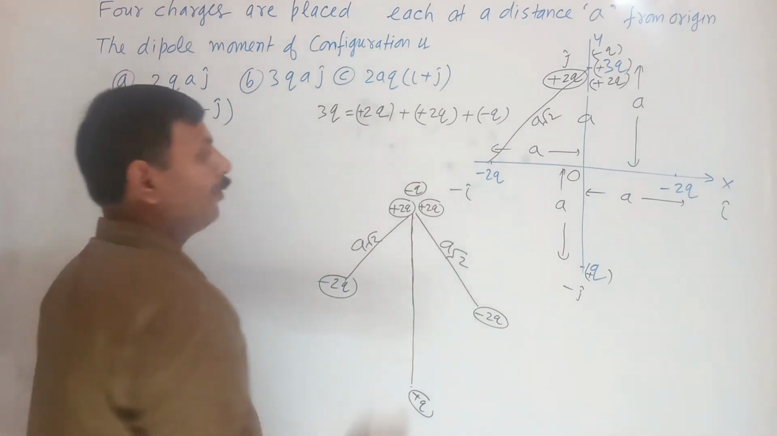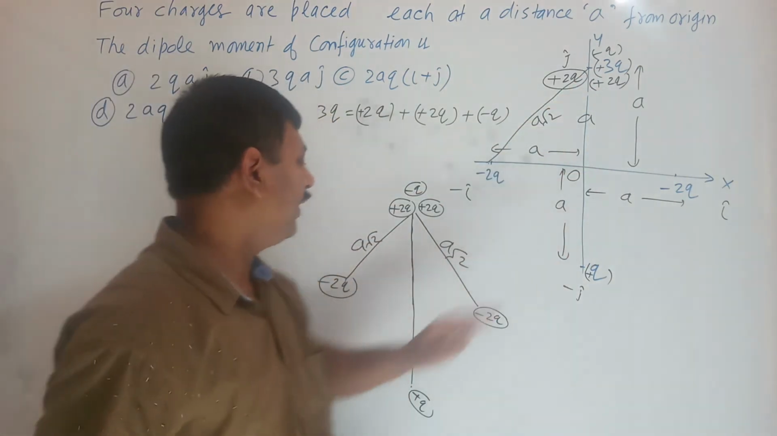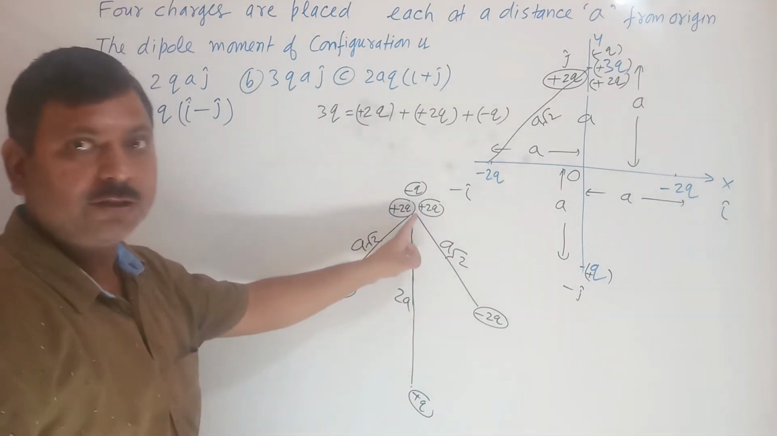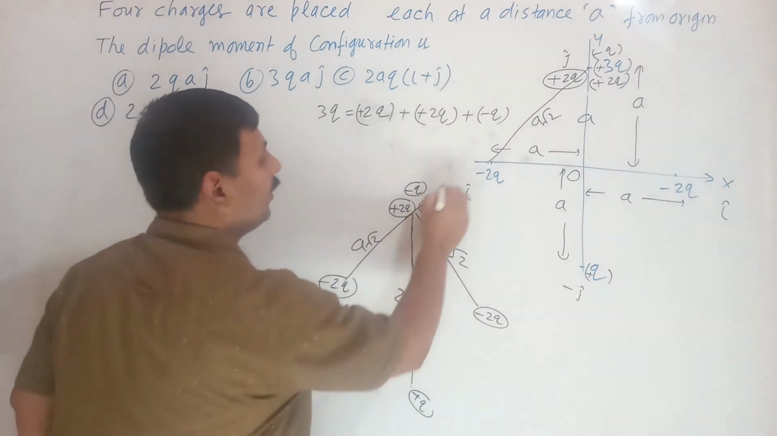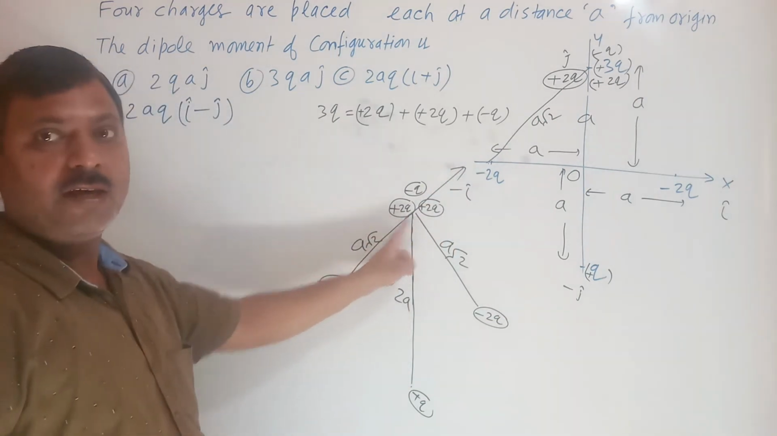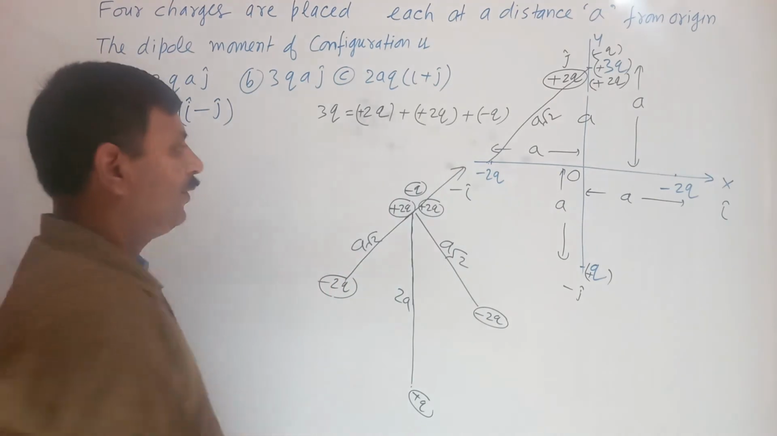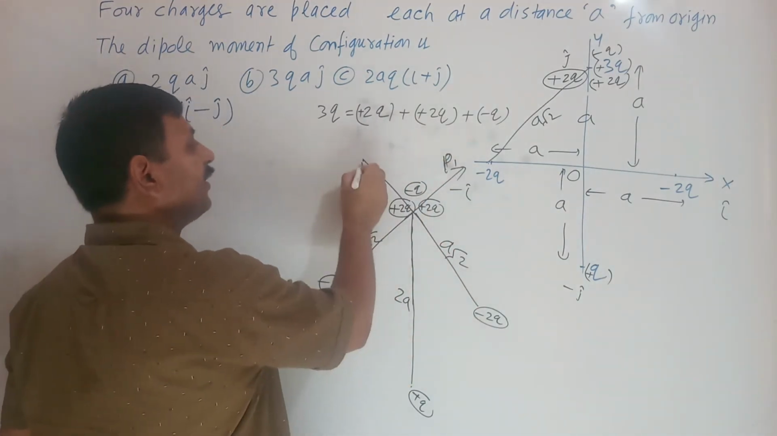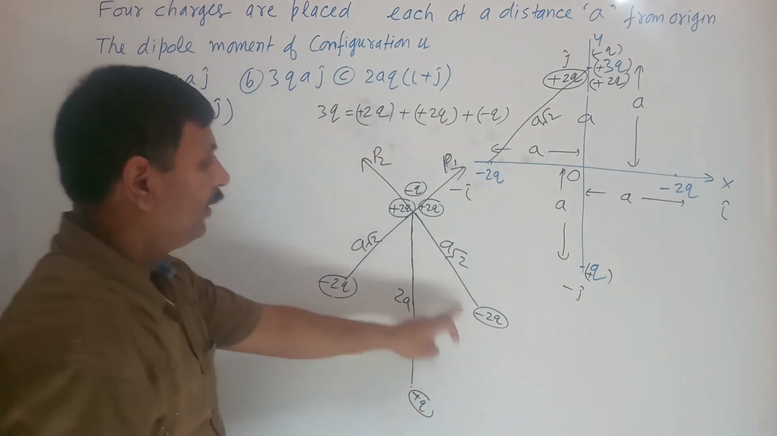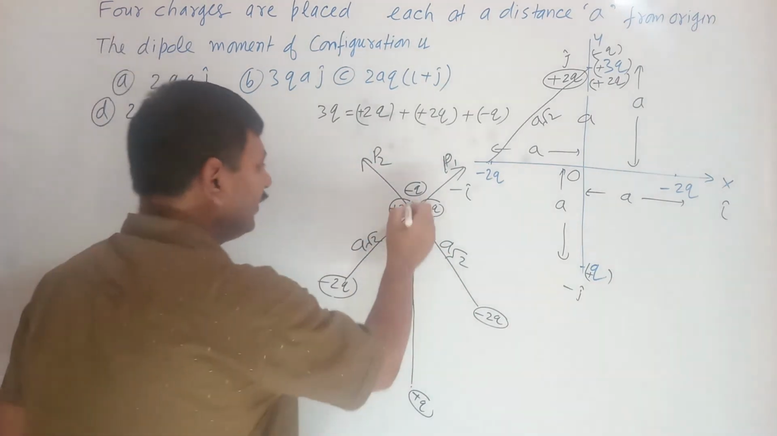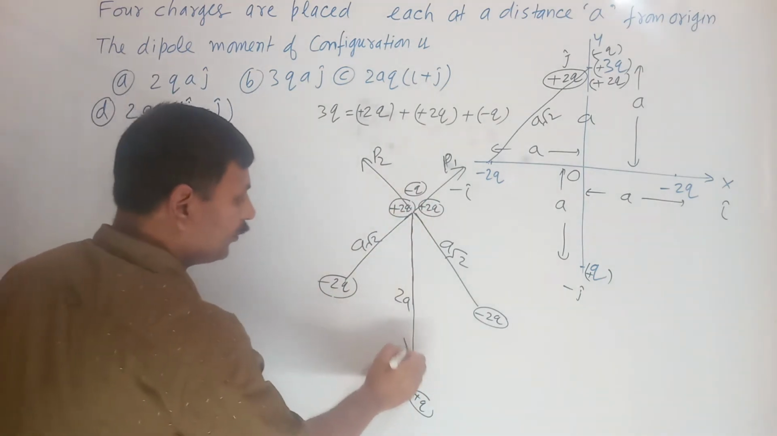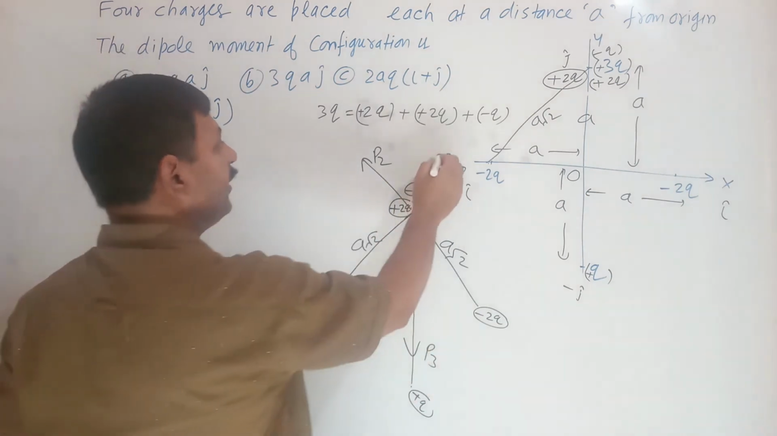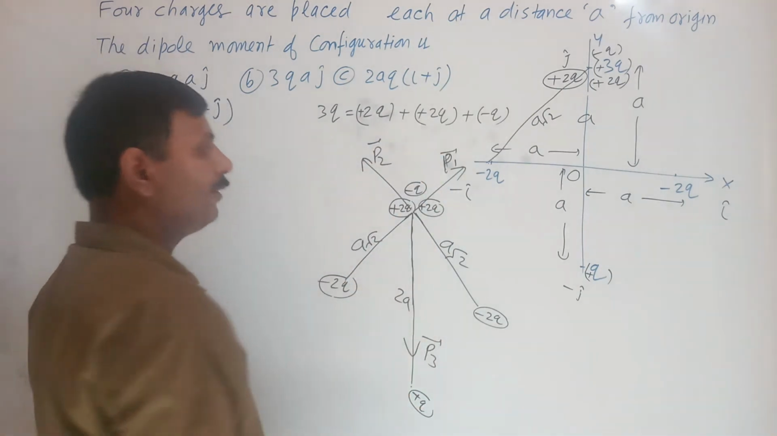Similarly, the distance is root 2 a, and here the distance is a and a, so this distance is 2a. Negative to positive direction, so the dipole moment direction for this pair is from -2q to +2q. This will be the first. Suppose I have taken this as p1, this as p2, negative to positive, and this third, negative to positive, I have taken as p3. So three dipole moments are there: p1, p2, and p3.